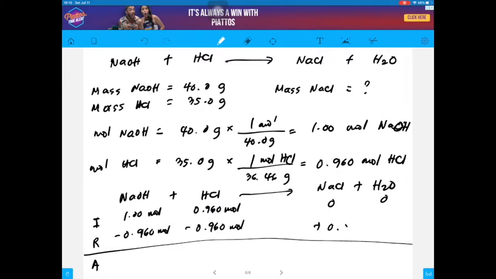producing this amount of 0.960 mole for the product. After the reaction, the remaining sodium hydroxide is 0.040 mole, and there is no remaining hydrochloric acid since it is all exhausted. Finally, we can calculate the amount of sodium chloride that has been produced from the reaction, which is 0.960 mole. We can convert this to mass of sodium chloride using the molar mass.